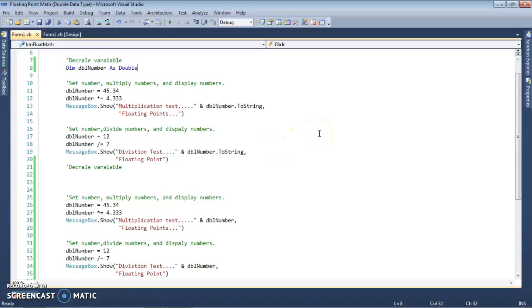So we went over ToString, integer, single, double. The data types really ramp down Visual Basic to smaller decimal points. Now we don't need all these decimals. I mean, who needs all the decimal points?